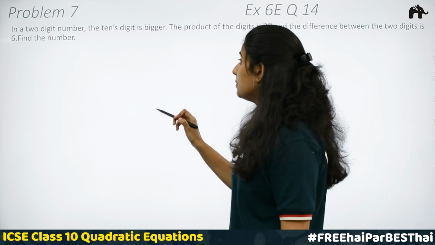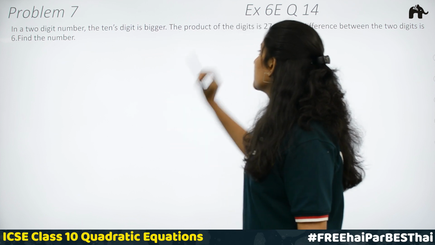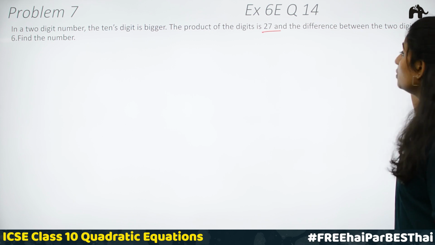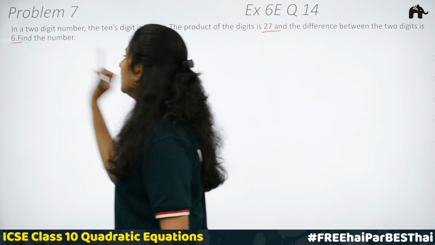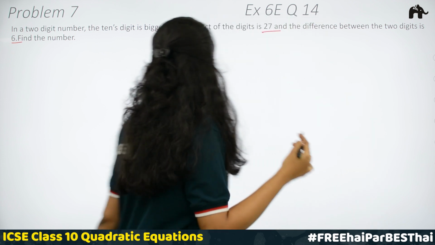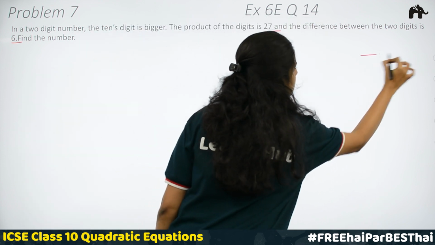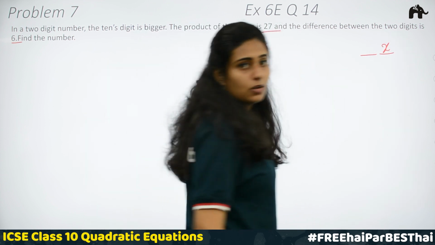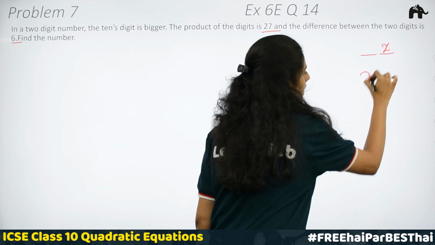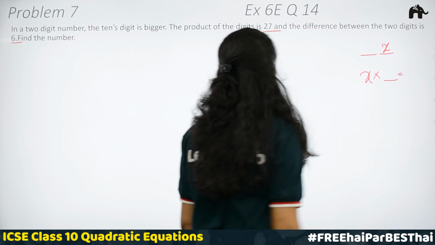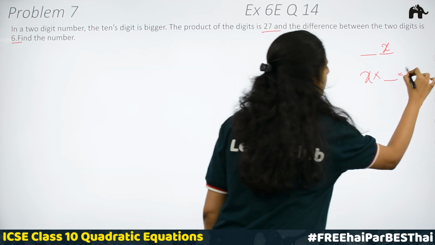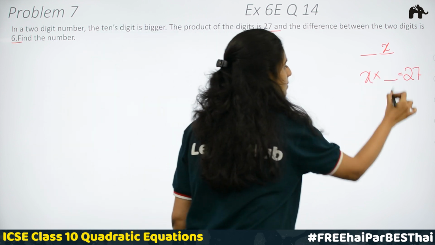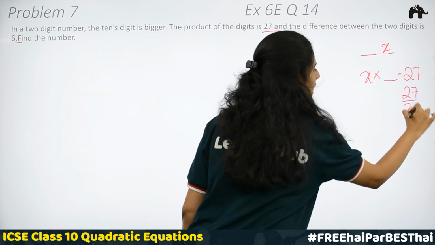Next, problem 7, question 14 of exercise 6E. In a 2-digit number, the tens digit is bigger. The product of the digits is 27 and the difference between the two digits is 6. Find the numbers. Okay. Here we have a 2-digit number. Let us take the unit digit as some x. Okay. This x into some other number is equal to 27, and this number is the tens place digit. Then this number can be represented as 27 by x, right?